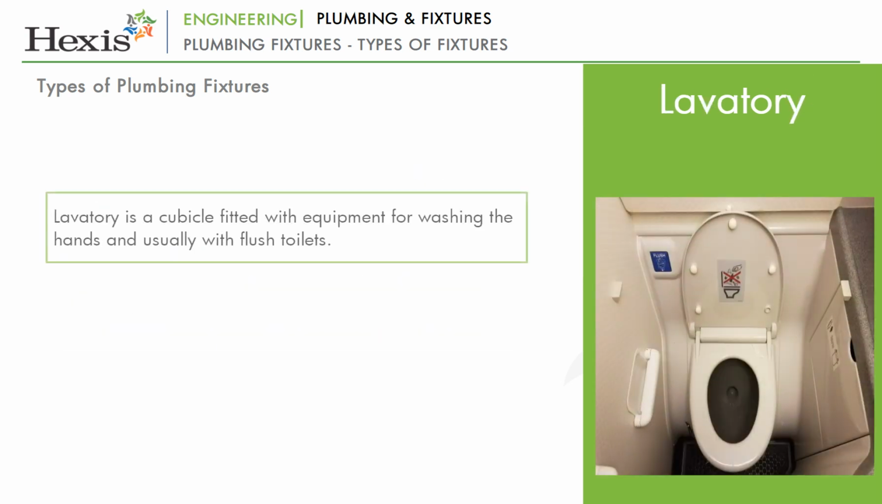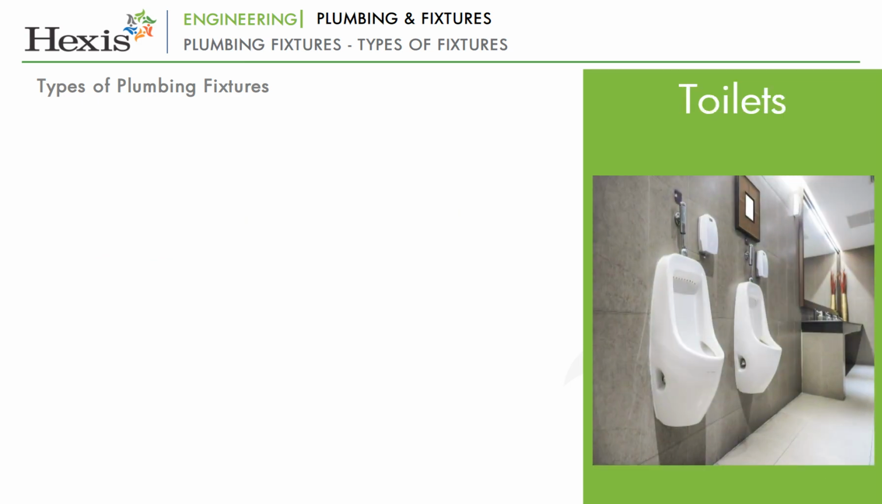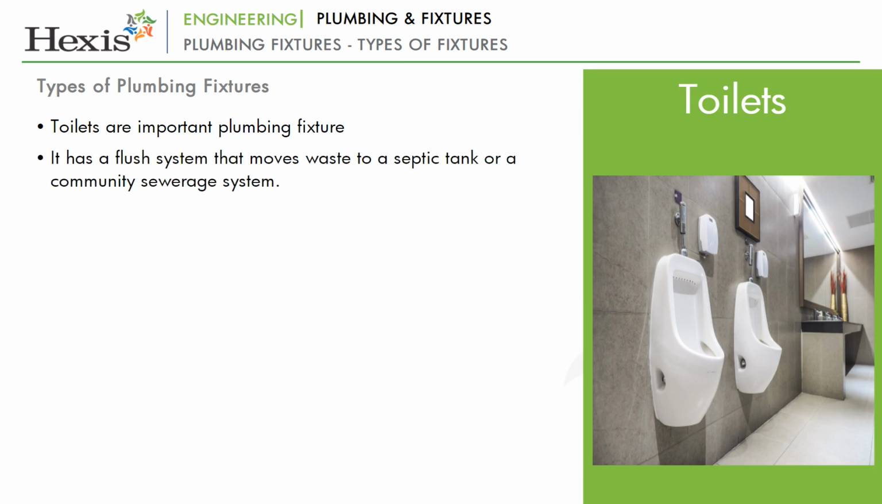Lavatory. It is a cubicle fitted with equipment for washing the hands and usually with flush toilets. Toilets. A toilet is probably the most important plumbing fixture of them. The modern toilet has a flush system that moves waste to a septic tank or a community sewerage system. There are many forms of toilet. The most common are flush toilets.